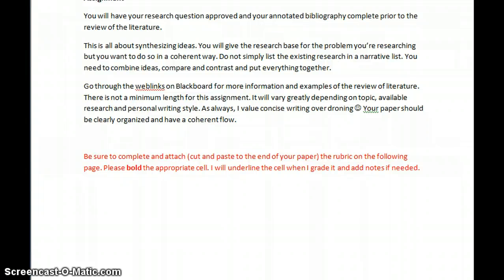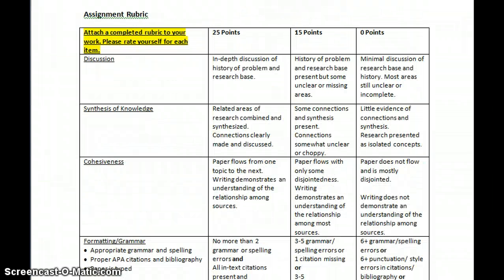So when I read your paper, it should really naturally flow from one paragraph to the next, one idea to the next. You don't want it to be choppy, where it's one idea, and then you're shifting gears totally to another idea. Link those together. Make it so that you're talking about one thing, and it naturally leads to the next part of your paper. All right, let's look at the rubric.